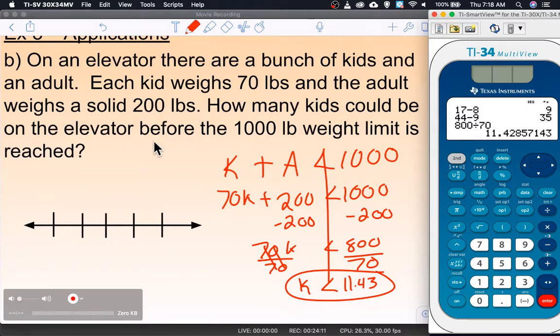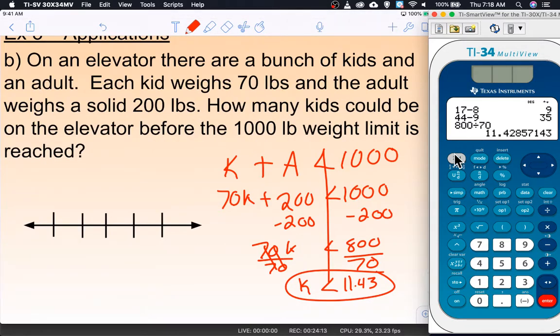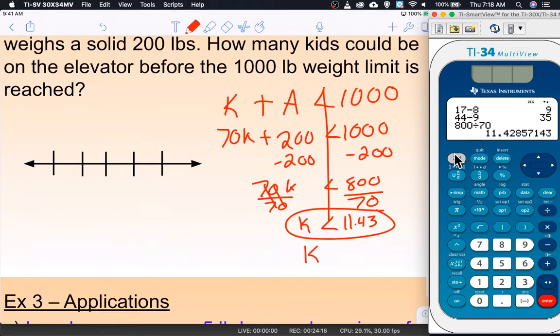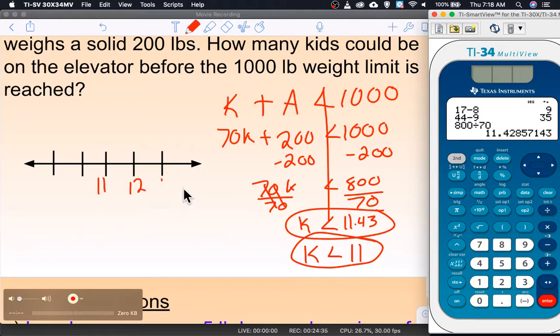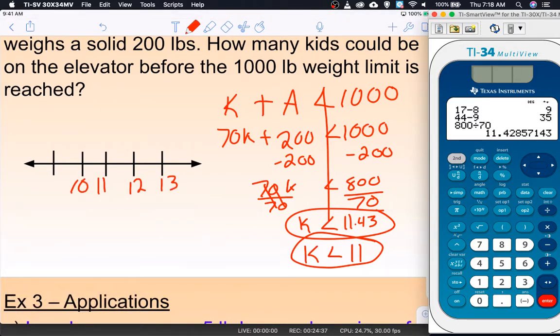How many kids could be on the elevator before the weight limit is reached? K would be less than 11 kids. 11 kids is okay. 11 is less than this. 12 kids would be too much and everybody dies. So 11 is what we're going to go with for our answer. 11, 12, 13, 10, 9.